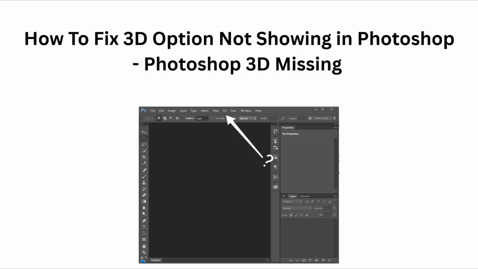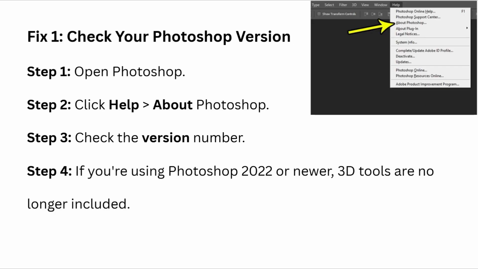Today in this video we are going to see how to fix 3D option not showing in Photoshop, 3D missing. Fix 1. Check your Photoshop version. First open Photoshop, then click Help and go to About Photoshop. Now check the version number. If you are using Photoshop 2022 or newer, 3D tools are no longer included.